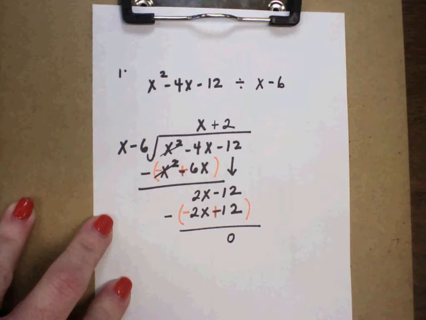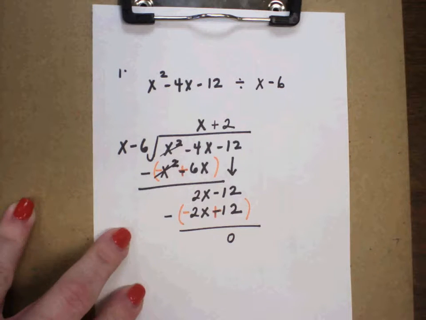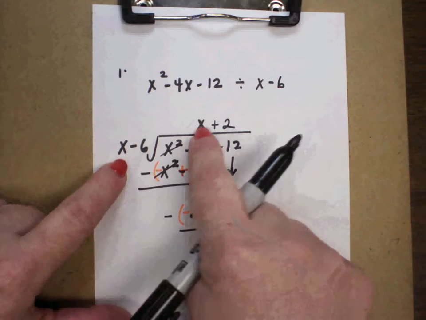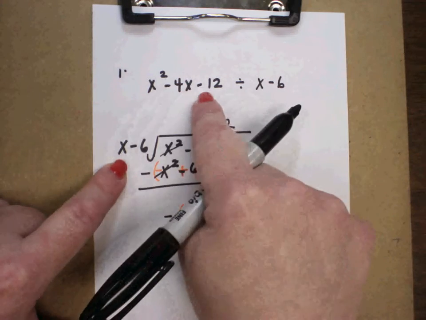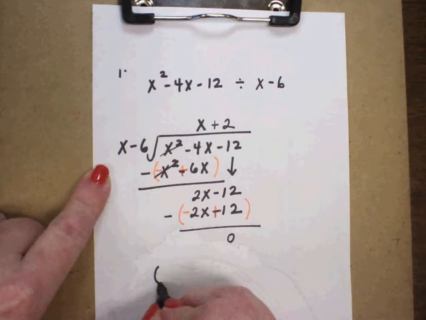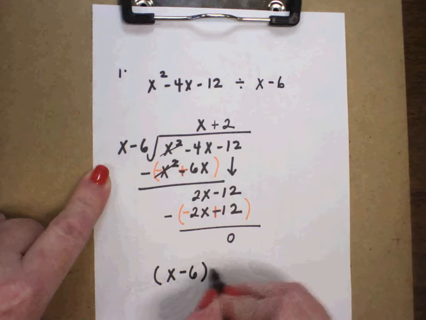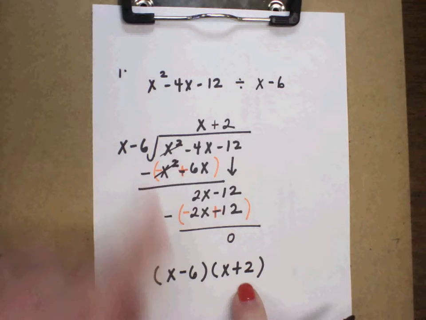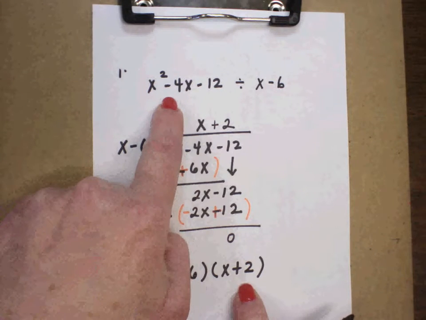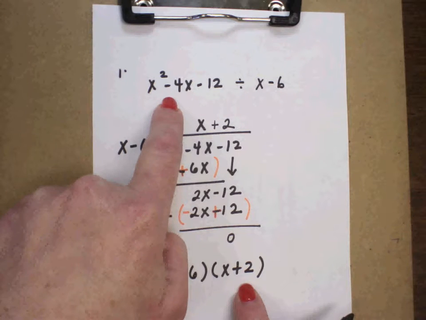Okay, so what does that mean? That x minus 6 and x plus 2 are factors of x squared minus 4x minus 12. So for example, if I do this and I do the box, I should get that. So that's another way that you can check that your division is correct.